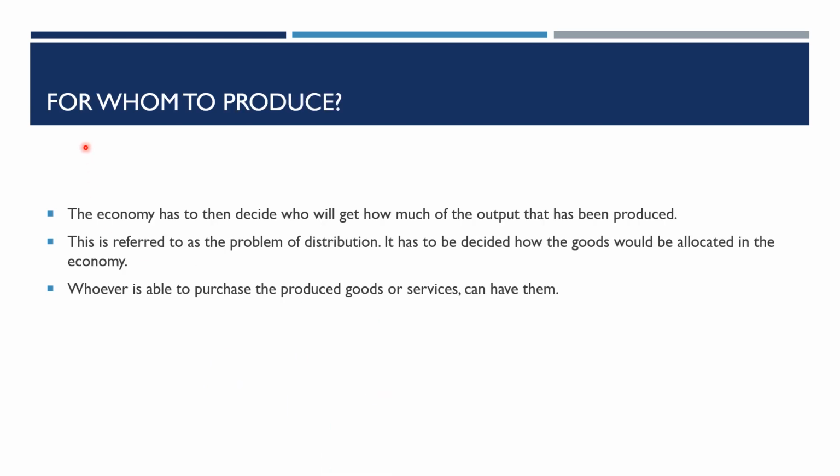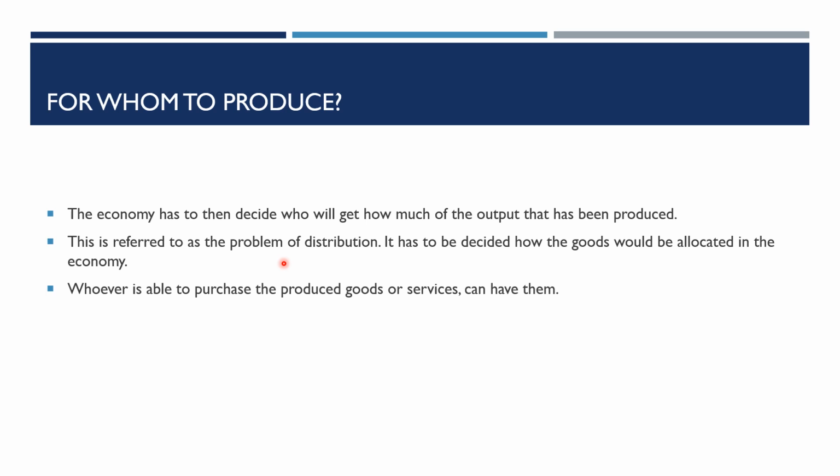The third question is for whom to produce. The economy has to then decide who will get how much of the output that has been produced. If 5 chocolates and 5 cakes have been produced, then the economy has to decide who will get what, and that is decided on the basis of whoever is able to purchase it. Whoever is able to purchase it, they can have them. This is referred to as the problem of distribution or the problem of allocation.